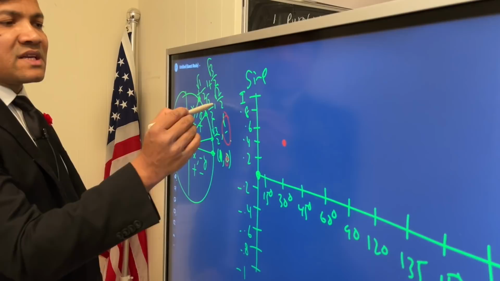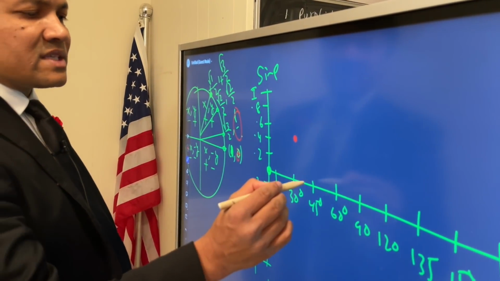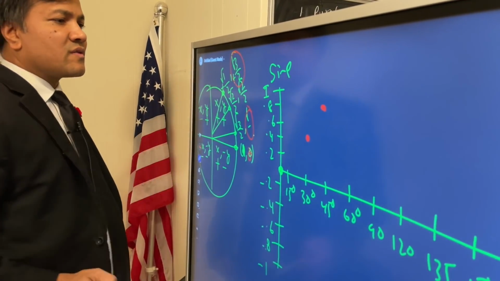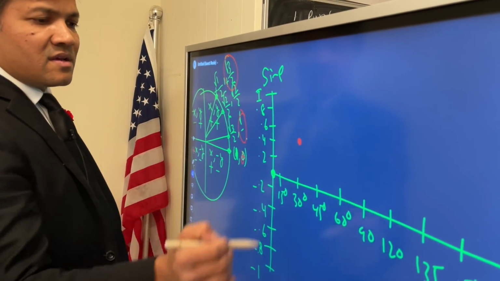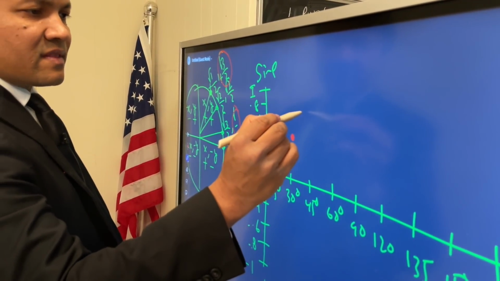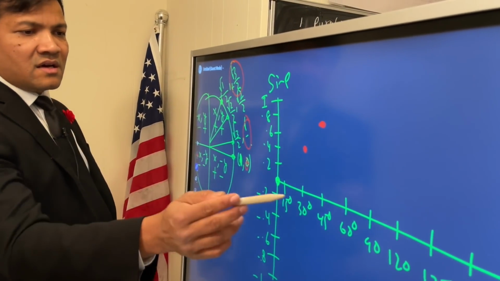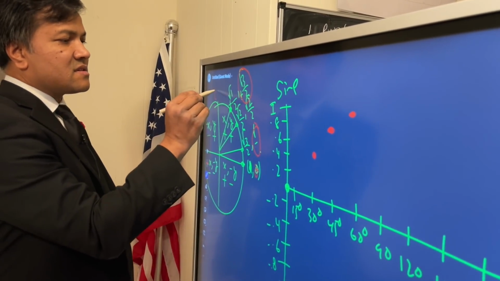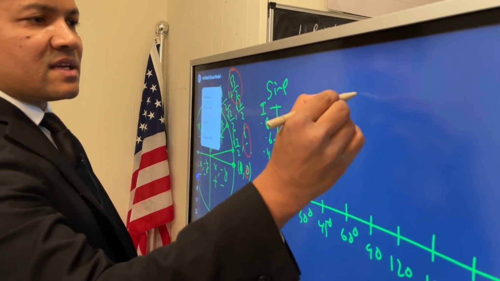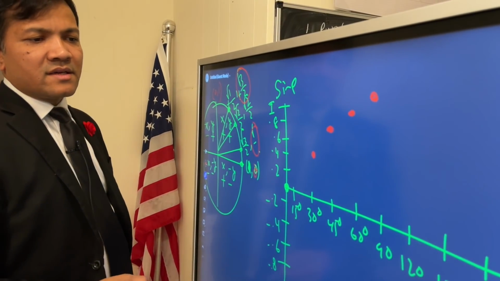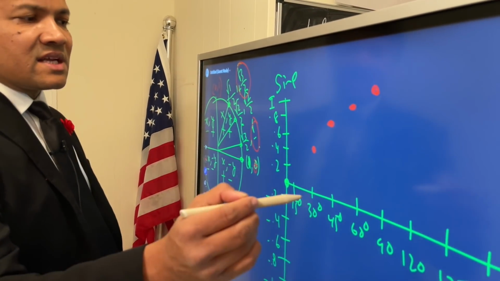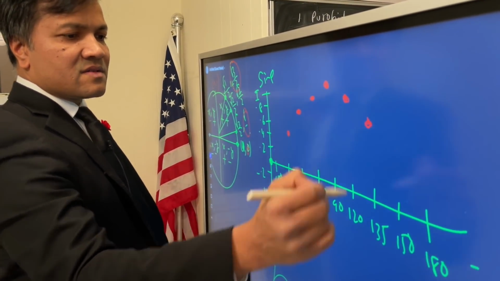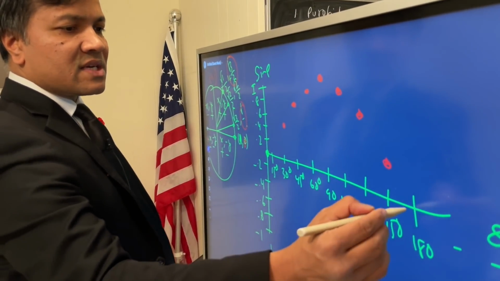Sine 45 degrees is square root of 2 over 2, which is about 0.7. Sine 60 degree is square root of 3 over 2, which is about 0.8. Sine 90 degree is 1. Then sine 120 degree is 0.8, sine 135 degree is 0.7, sine 150 degrees is 0.5, and sine 180 degrees is 0.